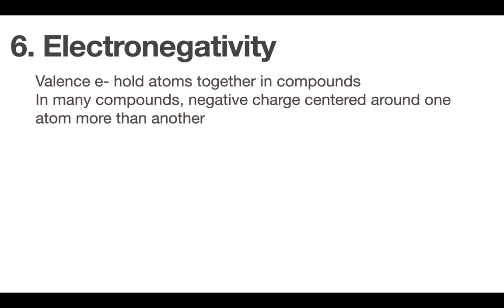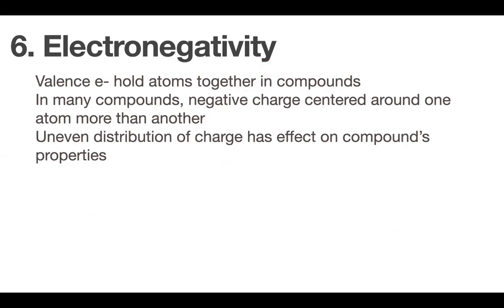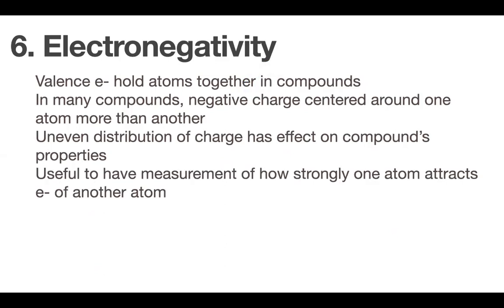Okay, so again, in many compounds, a negative charge is centered around one atom more than another. And like I just finished explaining, an uneven distribution of charge has an effect on a compound's properties. So it is useful to have a measurement of how strongly one atom attracts the electron of another atom.